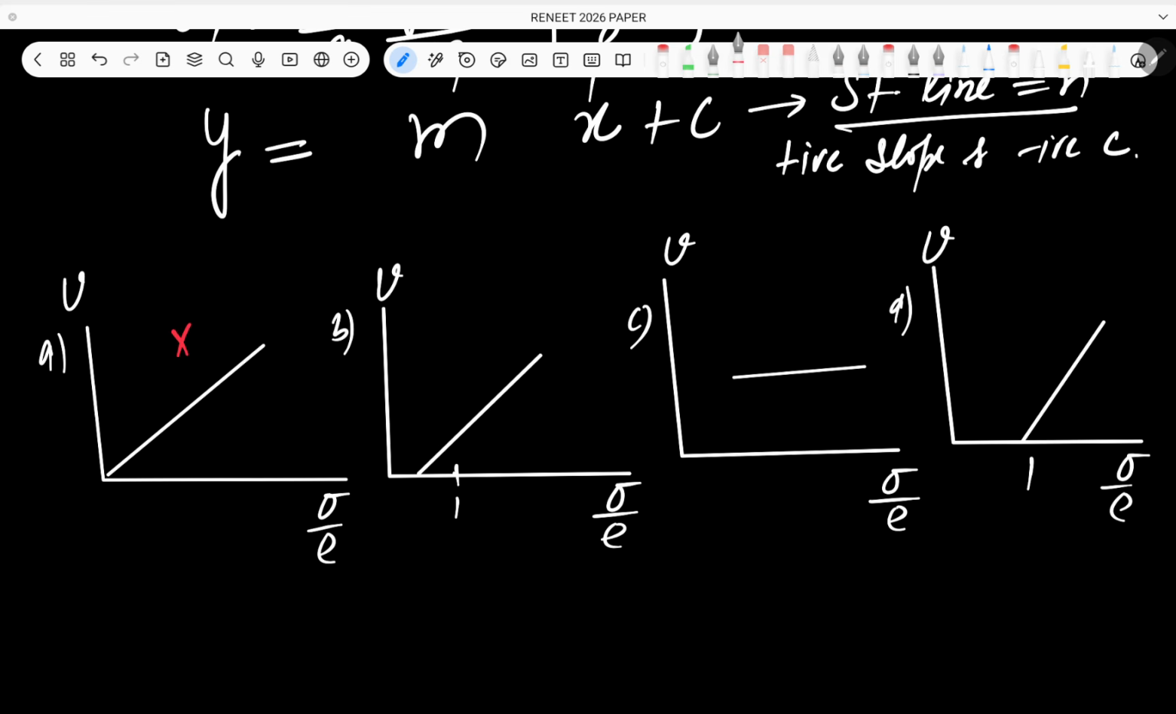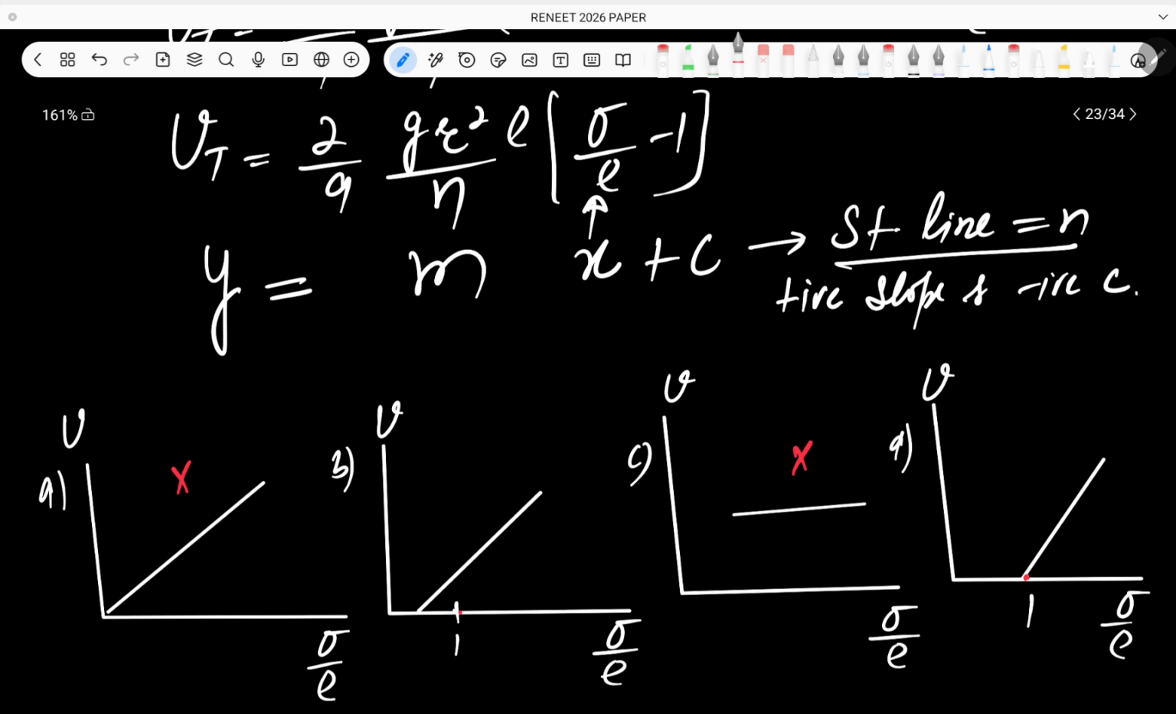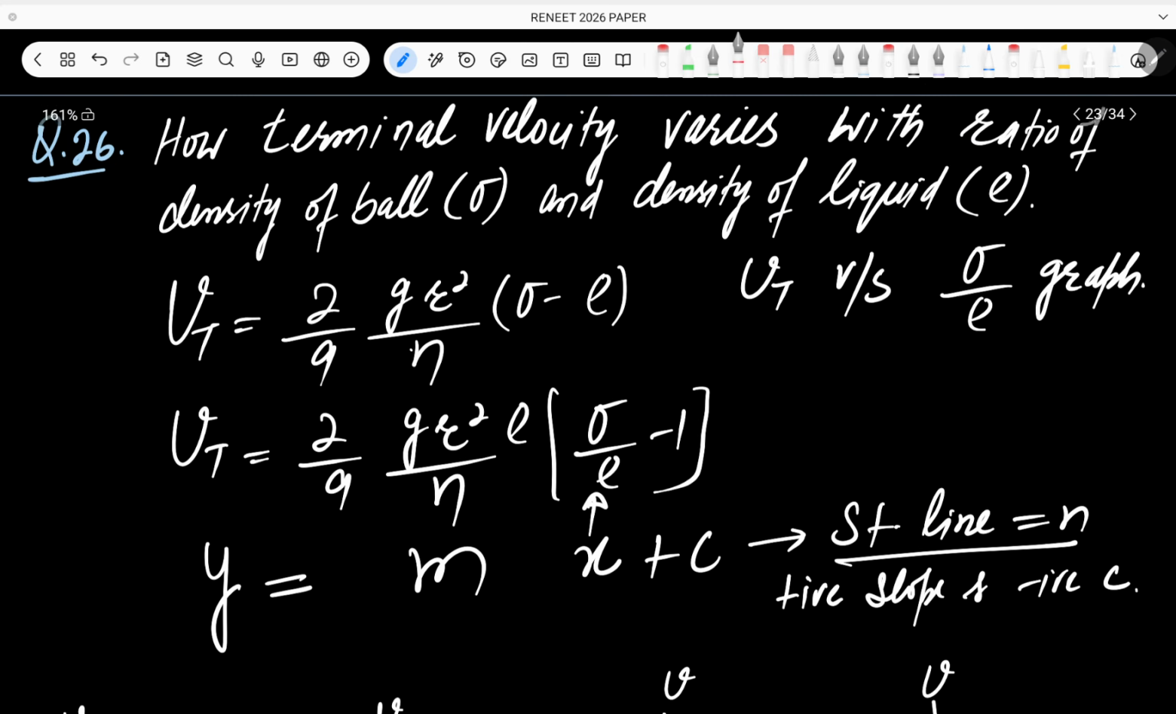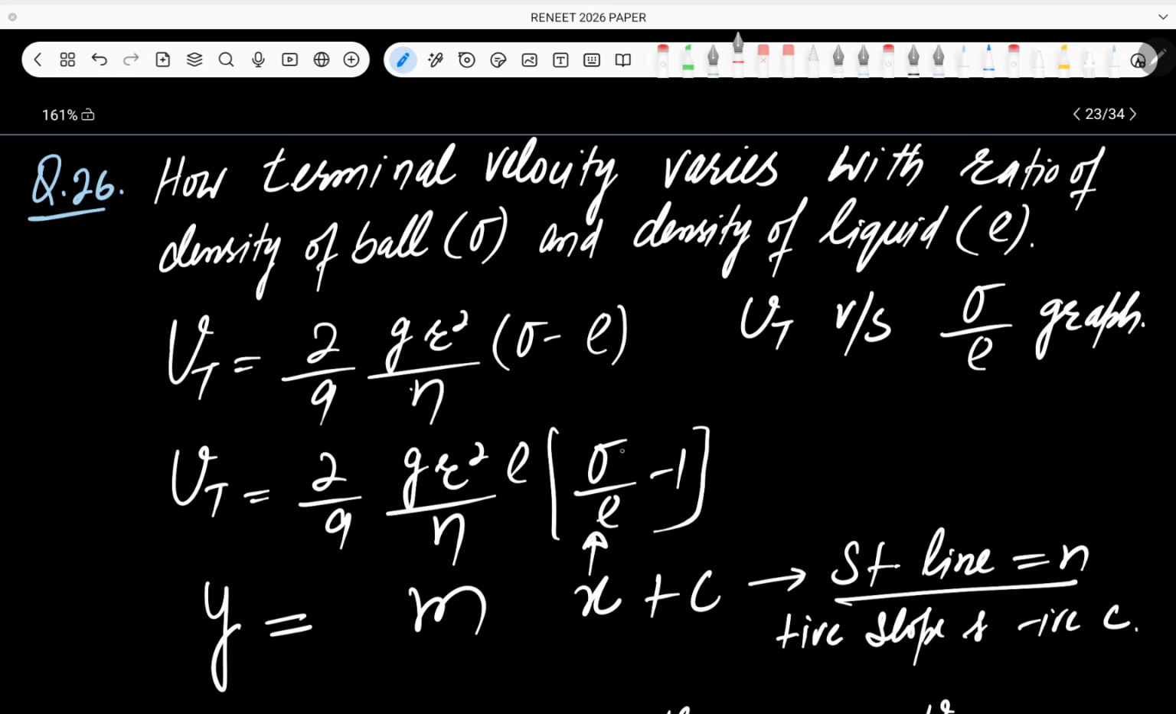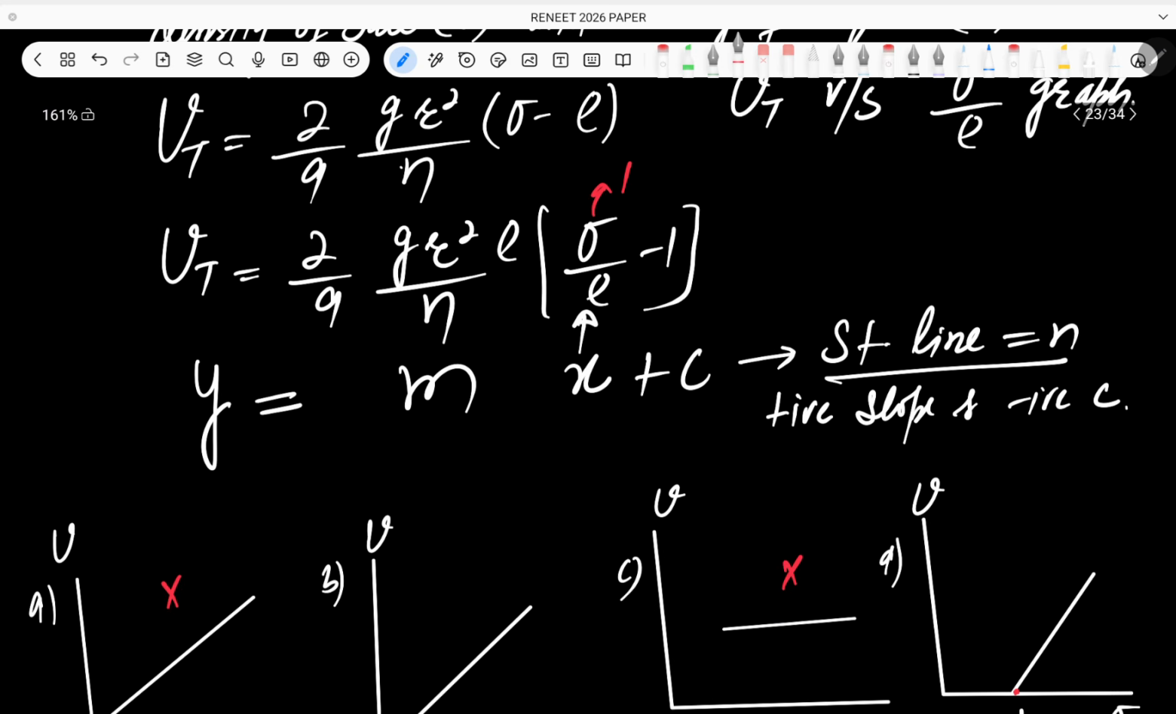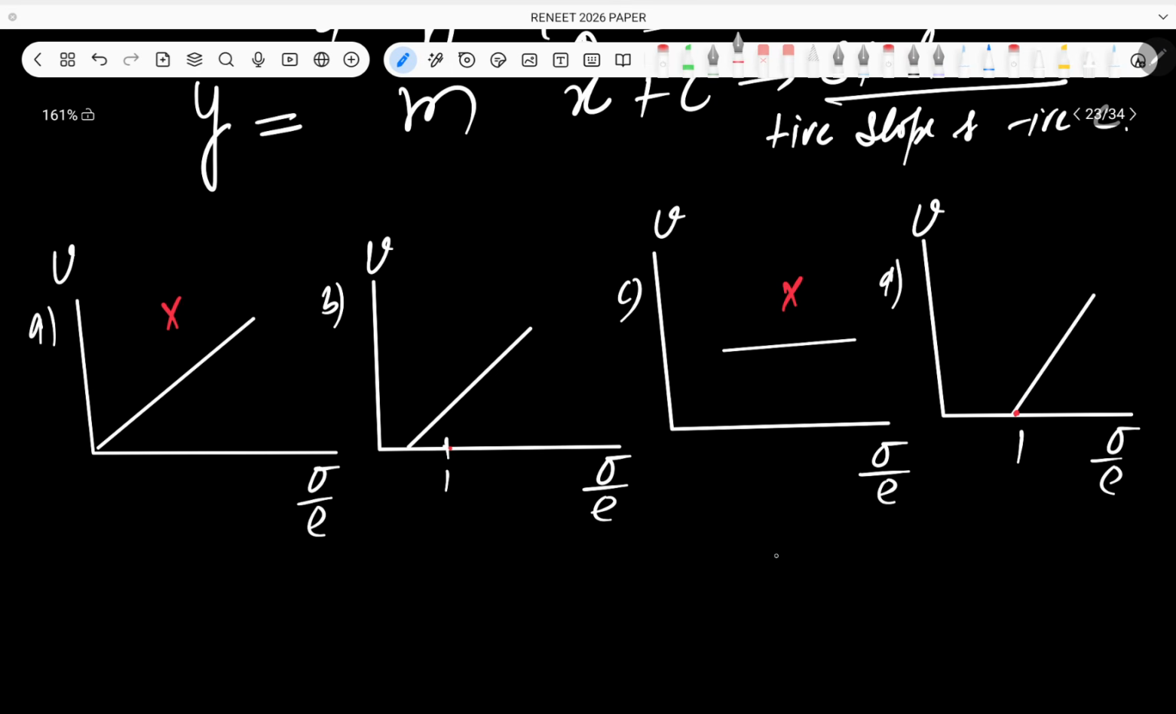This is not the answer, and this is also not the answer. One of these two can be the answer. Now here 1 is given, and here also there is a 1. See, when this rho by sigma is equal to 1, 1 minus 1 will be 0. So terminal velocity will be 0 when rho by sigma is equal to 1. So that means this is the correct answer to this question.